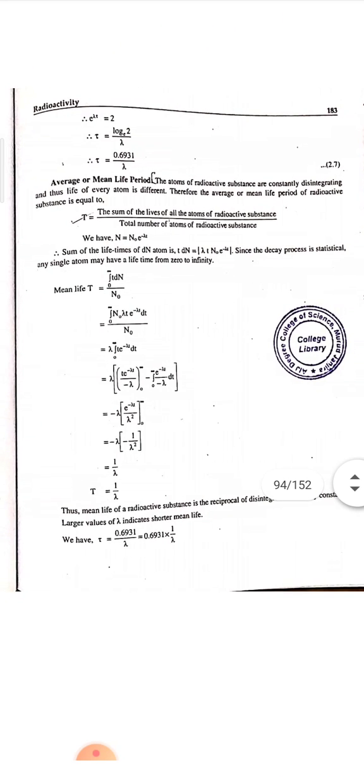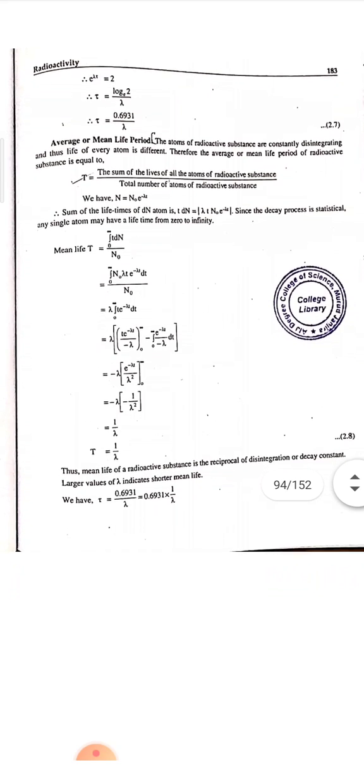Then the average or mean life period. The atoms of the radioactive substance are constantly disintegrating, and thus the life of every atom is different. Therefore, the average or mean life period of a radioactive substance is equal to the sum of the lives of all atoms divided by the total number of atoms. This may come for the MCQ. The sum of the lifetimes of dN atoms is t dN, which is equal to lambda t N0 e raised to minus lambda t. Since the decay process is statistical, any single atom may have a lifetime from 0 to infinity. Tau mean is equal to 1 upon lambda. Mean life of the radiation is the reciprocal of the disintegration or decay constant.